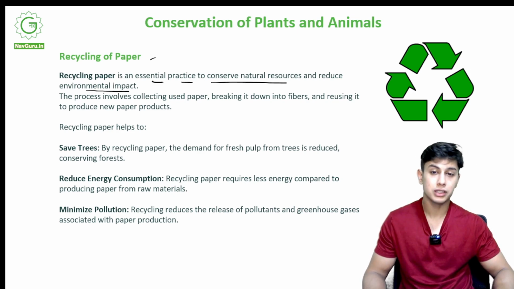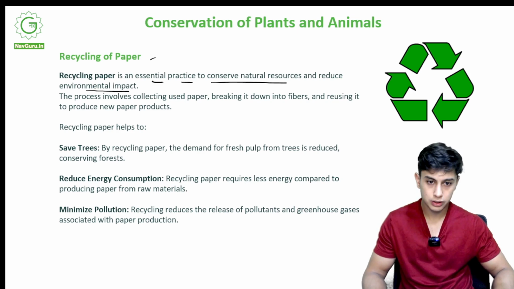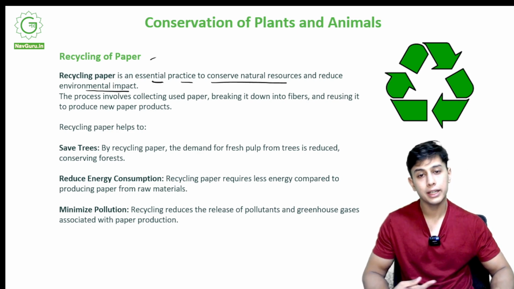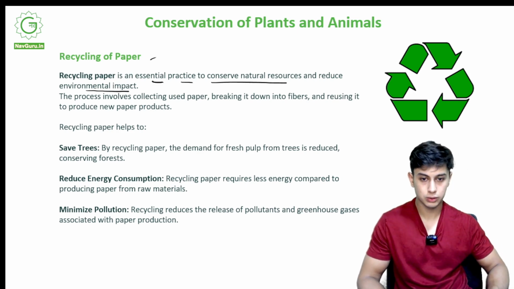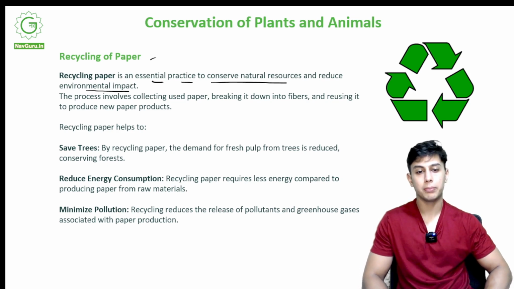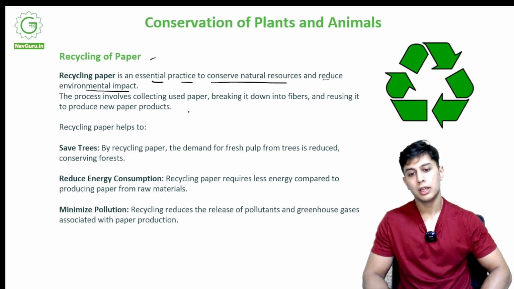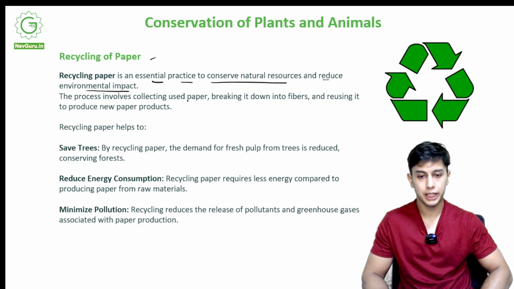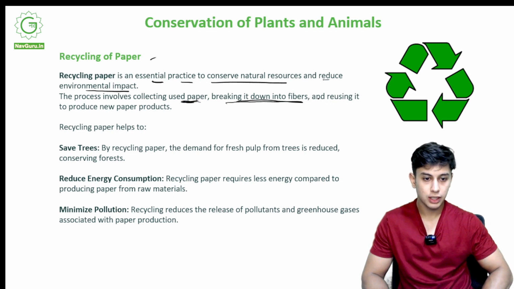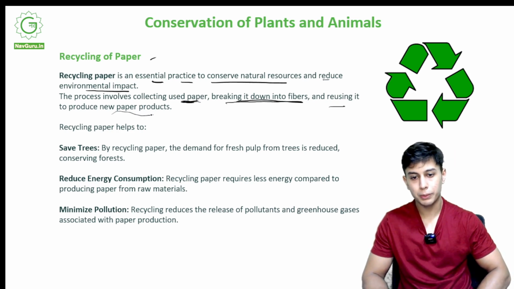How? It will help me conserve trees. Trees give a lot of natural resources, so it is in turn helping me conserve natural resources and reduce the environmental impact. There is an environmental impact that will be reduced. The process involves collecting used paper, breaking it down into fibers and reusing it to produce new paper products.